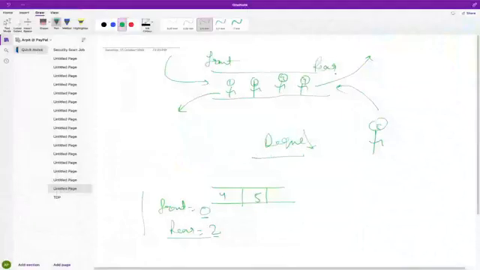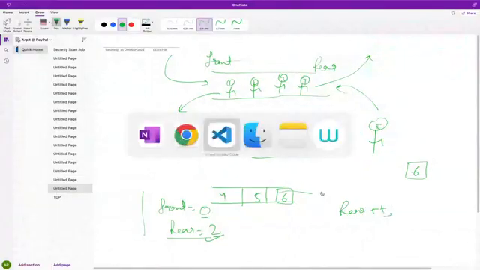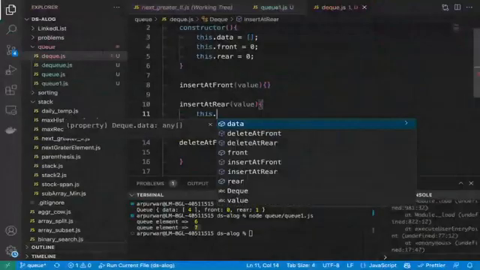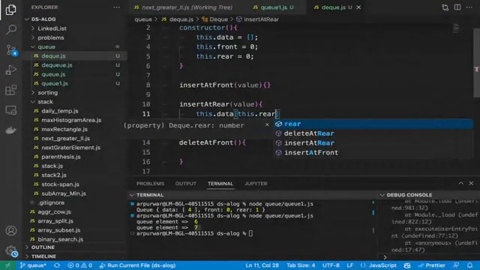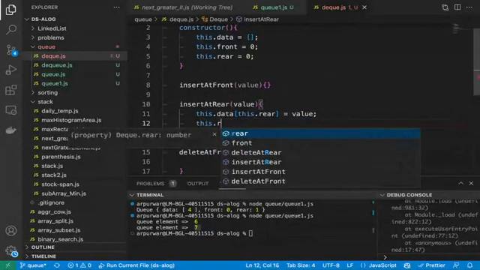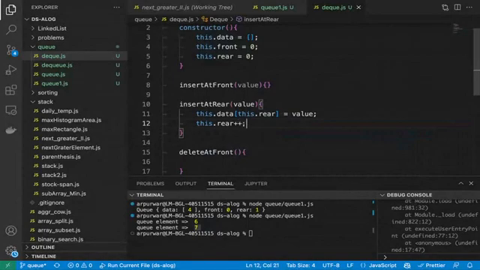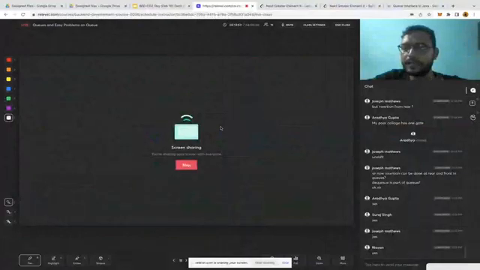Correct? Now we want to do one more insertion, which is 6. So what will happen? This 6 will be inserted at the second position, and then we will increase our rear, rear plus plus. Similar to the older scenario. So that's what we are going to write in the code. this.data[this.rear], put that value, and then do this.rear plus plus. Okay, guys. These are the operations for the insertion at rear.